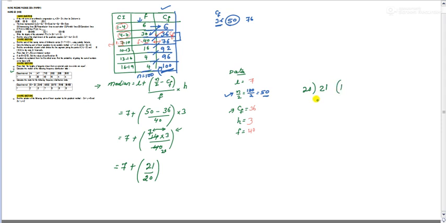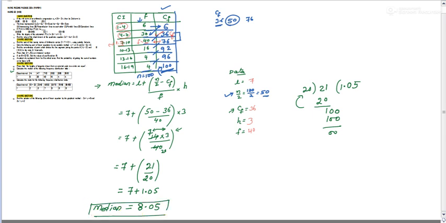So 20 ones are 20. 1 decimal will give you 0, but still it is smaller than 20. So I'll take one more 0, and 0 will come here. 5 twenties are 100. So what I got is 1.05. Now that you substitute here, 7 plus 1.05, after adding you'll get 8.05. This is the answer, and this is the value of the median.